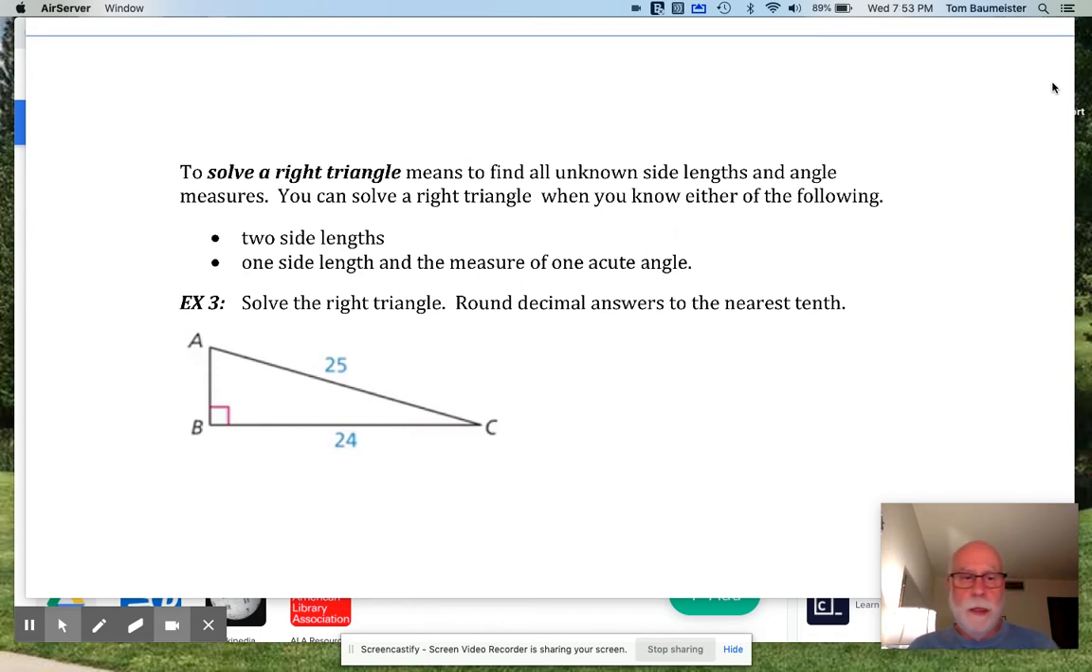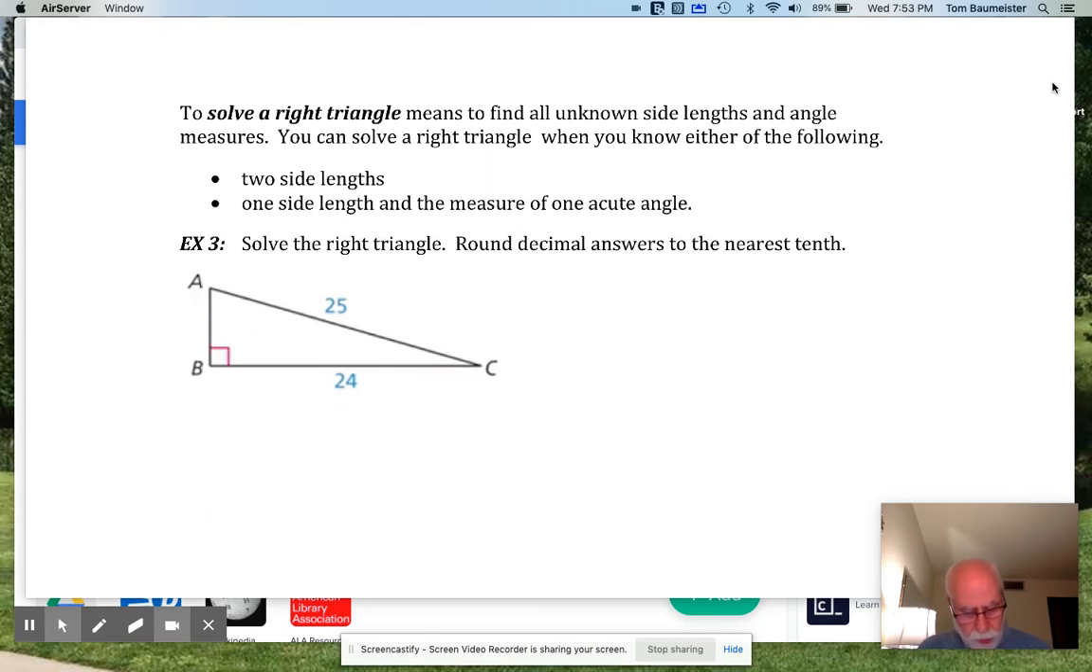And I did notice that in the textbook, well, on the Big Ideas platform, it does ask you for everything. So make sure you solve for everything. So example 1, solve the right triangle and round decimal answers to the nearest tenth. Okay. If you look at this one here, what do you know? On this one here, you have 25 and you have 24. Well, that tells you have two sides. So let's go ahead and I'll just give you some steps on this one.